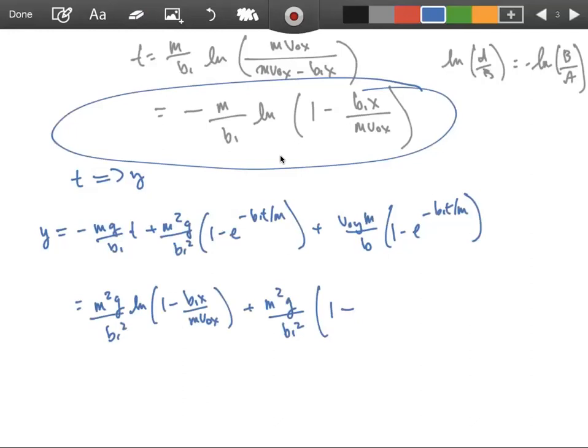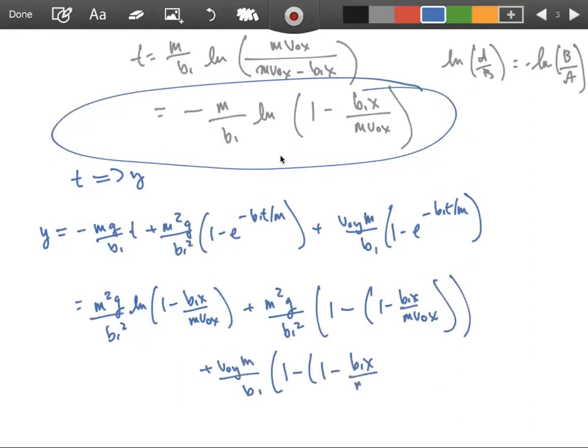So notice what's going to happen here: I have a b1 over m inside of the exponential, as opposed to here in the time I have an m over b1. So those are actually going to cancel with each other, and the negative sign is also going to cancel, which gives me a positive sign. That means I have e raised to the natural log, but e raised to the natural log is the same thing as simply the argument. So this is going to be times 1 minus b1 x divided by m v initial x. And so that's that term. And then I get plus v initial y m divided by b1 times the same thing, 1 minus b1 x divided by m v initial x.